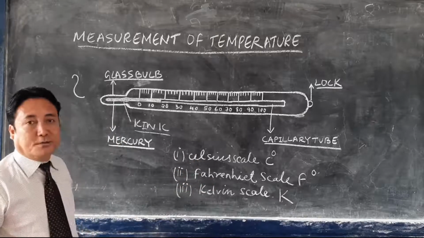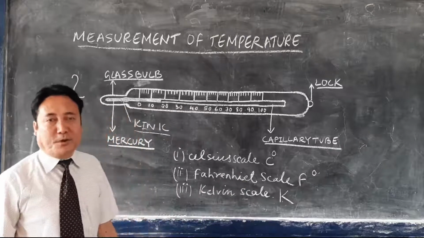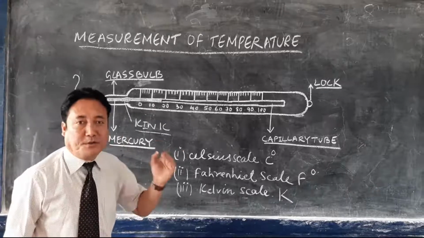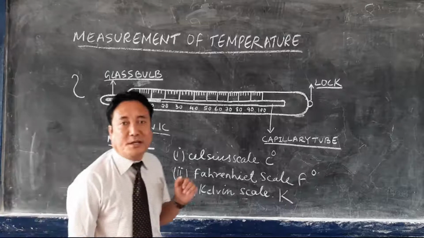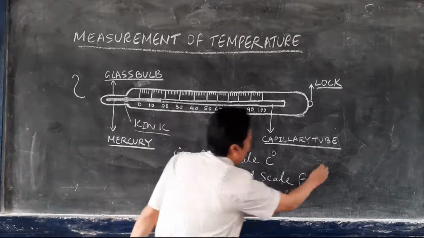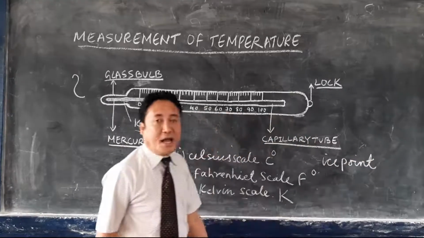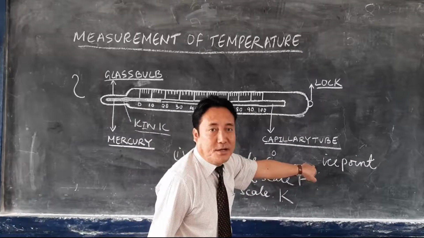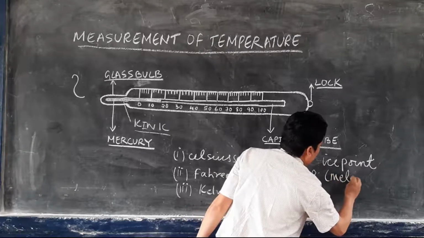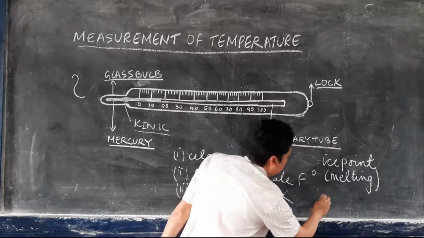Now we'll come to the fixed points. Two points are there. One is the upper fixed point, and the other one is the lower fixed point. Now what are these? The lower fixed point is known as the ice point, or we call it the melting point. And the other one, the upper fixed point, is known as the boiling point.